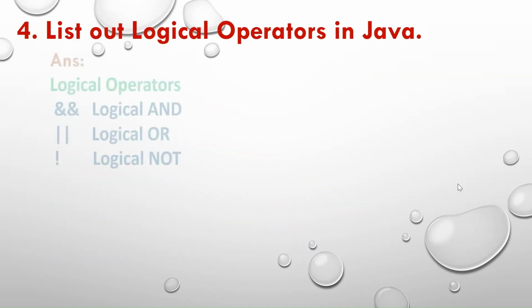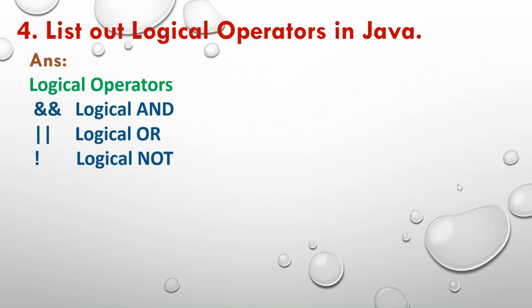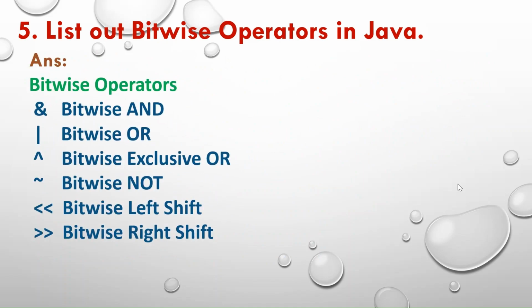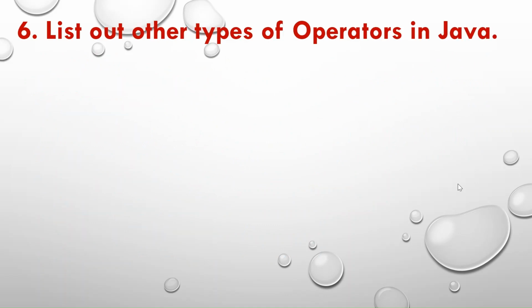List out logical operators in Java. We have logical AND, logical OR, and logical NOT. List out bitwise operators in Java. We have bitwise AND, bitwise OR, bitwise exclusive OR, bitwise NOT, bitwise left shift, bitwise right shift operators.